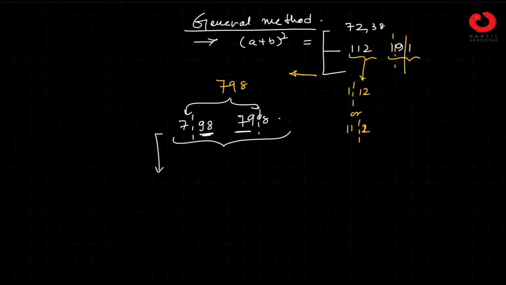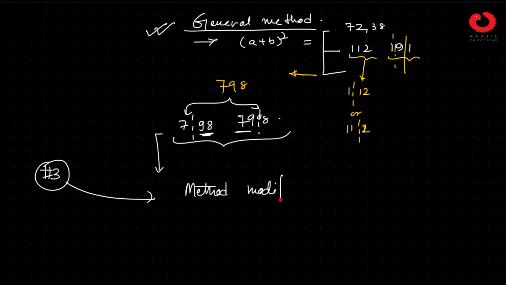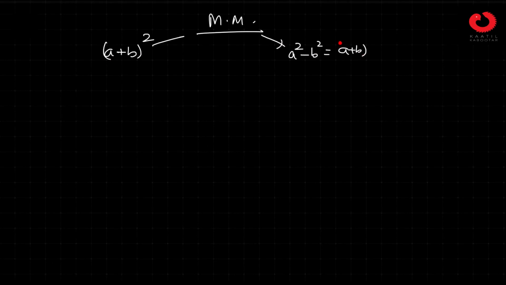So today we will be studying that method modification, like the general method, and today's topic number 3 as per our plan, which is method modification. In the general method we started with (a plus b) whole square, and in method modification we will be using another formula, which is a square minus b square is equal to (a plus b) and (a minus b).